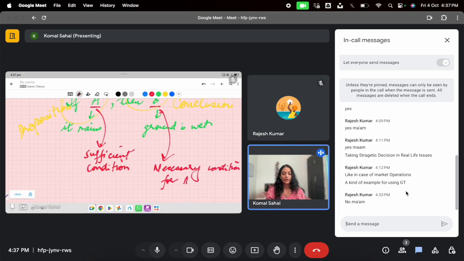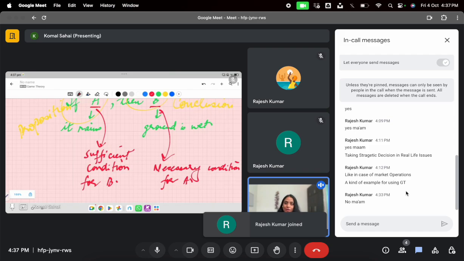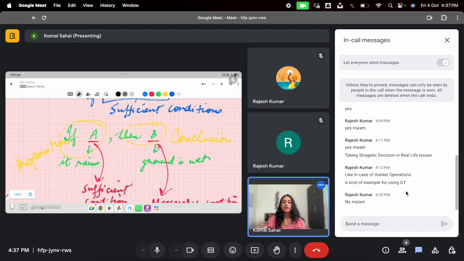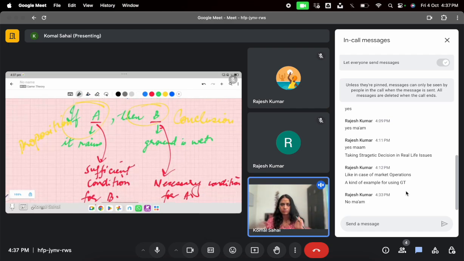Necessary condition for A and sufficient condition for B. Alright, so if you remember this kind of example, it will be easier for you to go back and forth. I'll just give you another example so that anyone can remember it whichever way they like.